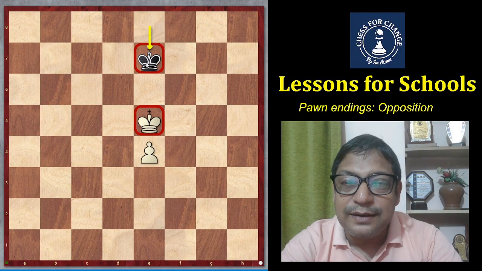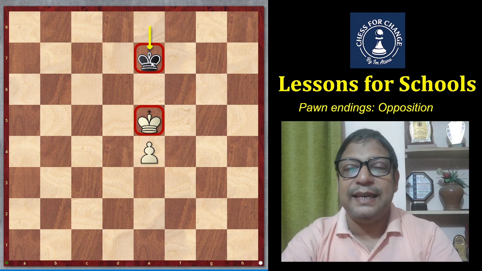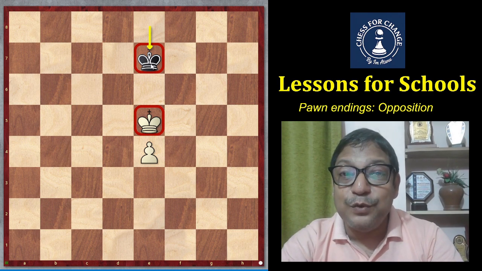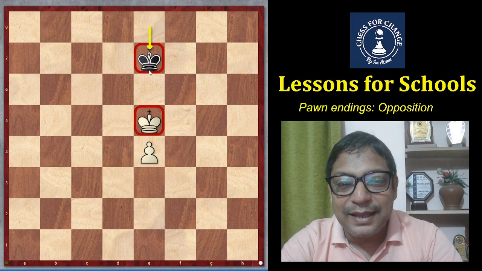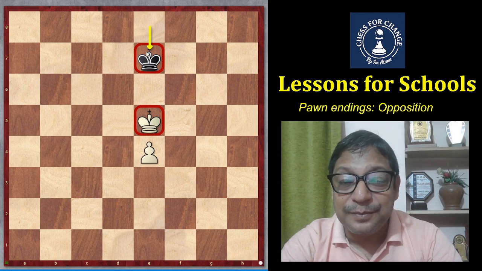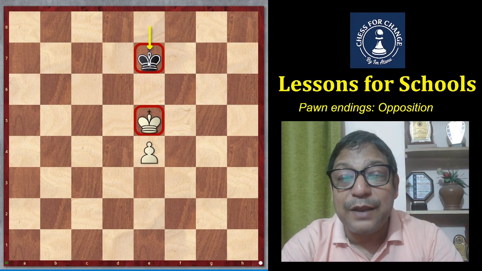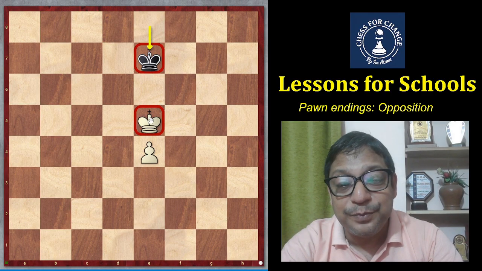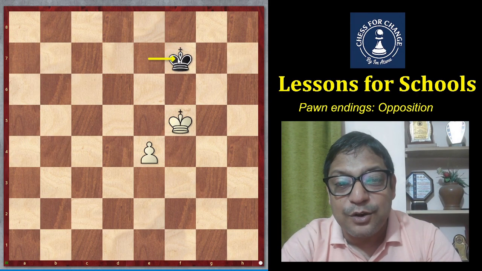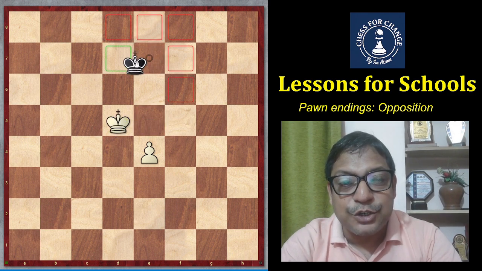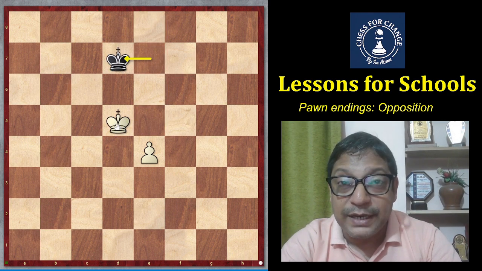What is the use of opposition? The use of opposition is, our wishes will be fulfilled. For example, black is trying to draw this game. If it is white to move, black has the opposition. And if black has the opposition, black will be easily able to draw the game. How? See, the king will not be able to move further forward. If it goes here, again the king should stand opposite to each other, not allowing the king to go further up. Okay, if the king goes here, this king should stand here, opposite with white to move.